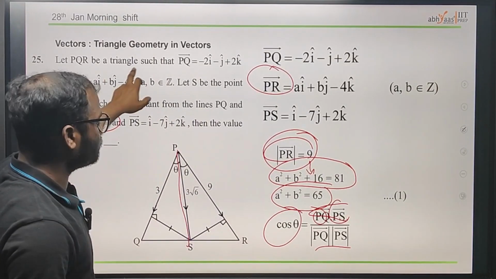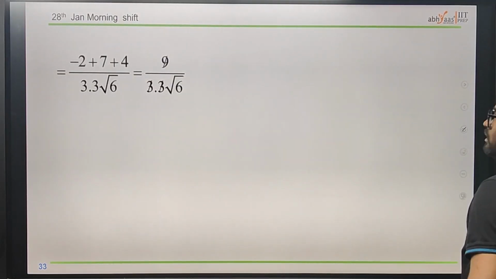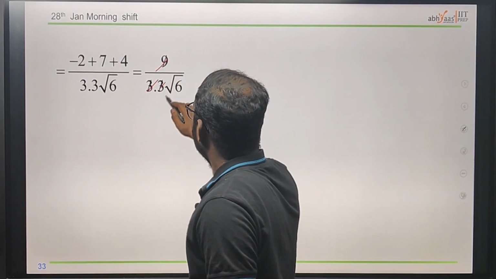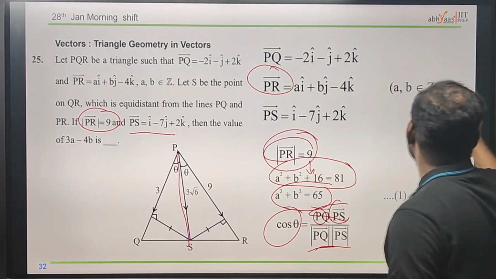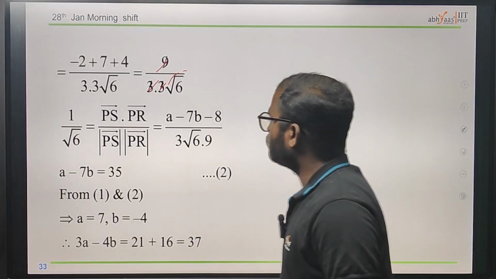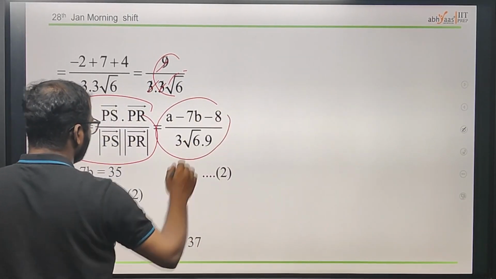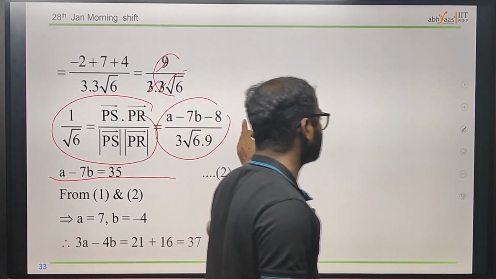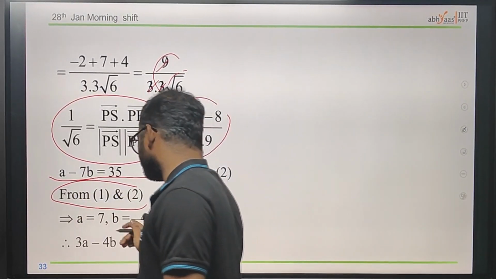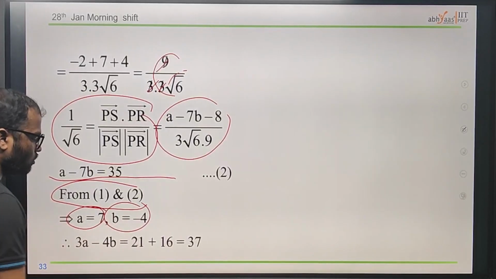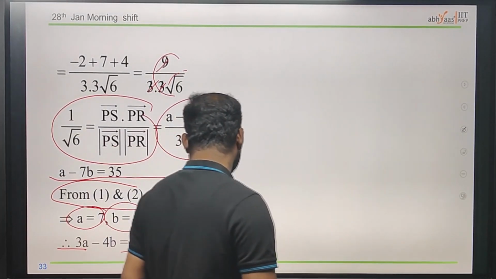Now just using the PQ and PS, taking the magnitude of it and the cancellations here, we got 1 by root 6. Now they said 3a minus 4b. Substituting 1 by root 6 in this, we will have this type of situation. Now we got the second equation. We got the first equation in the previous slide and the second equation on this side. Therefore from 1 and 2 we got a equal to 7 and b equal to minus 4. Substituting those values in 3a minus 4b, we got 37 as our answer.